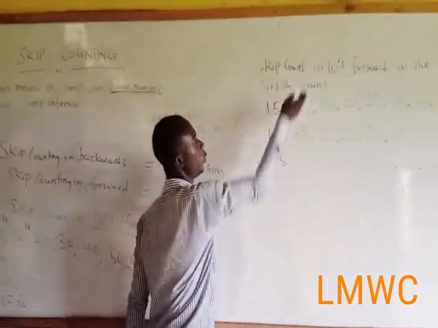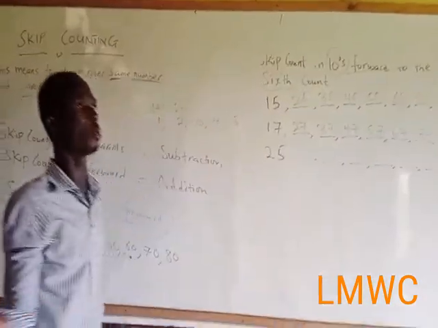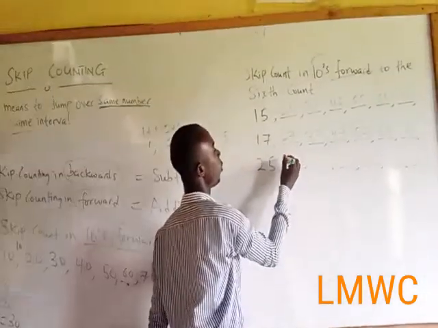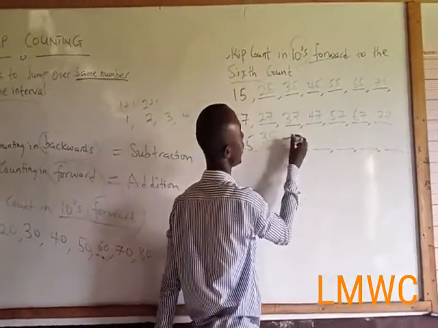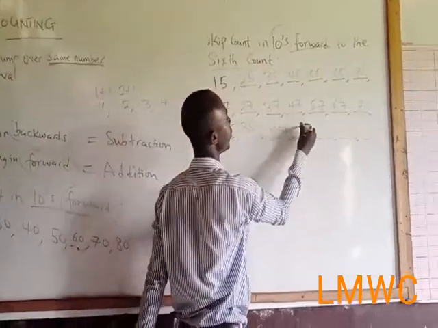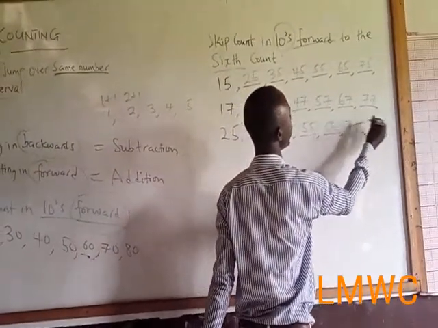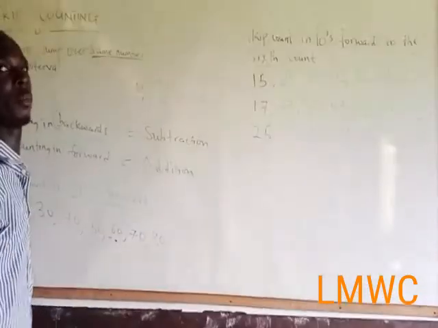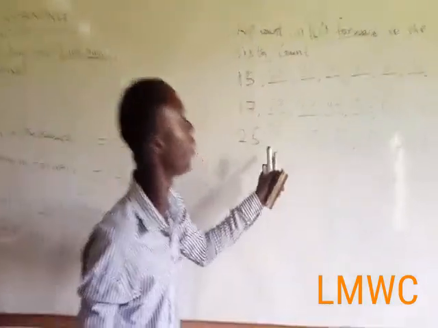Now, 25, you add 10. So you keep this tens in mind. So 10 plus 25 is 35, plus 10, 45, plus 10, 55, 65, plus 10, 75, plus 10, 85. You see, we are having the same interval. Interval of what? 10. Interval of 10.